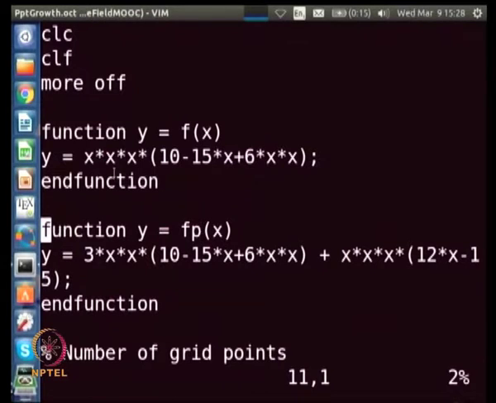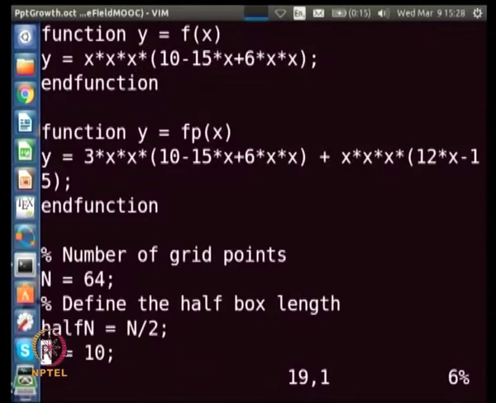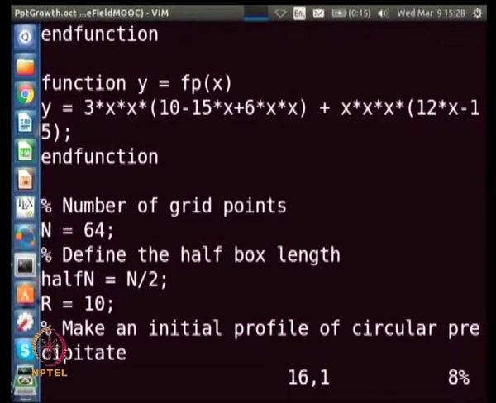As you can see, it is x cube into 10 minus 15x plus 6x squared, and this is 3x squared into 10 minus 15x plus 6x squared plus x cube into 12x minus 15. Those are the functions. So I have defined the Wang function and Wang function prime. Now I take a 64 by 64 system. I am going to make the code simpler by taking the same number of grid points and same delta x and delta y, everything is going to be the same. So n is 64 by 64.